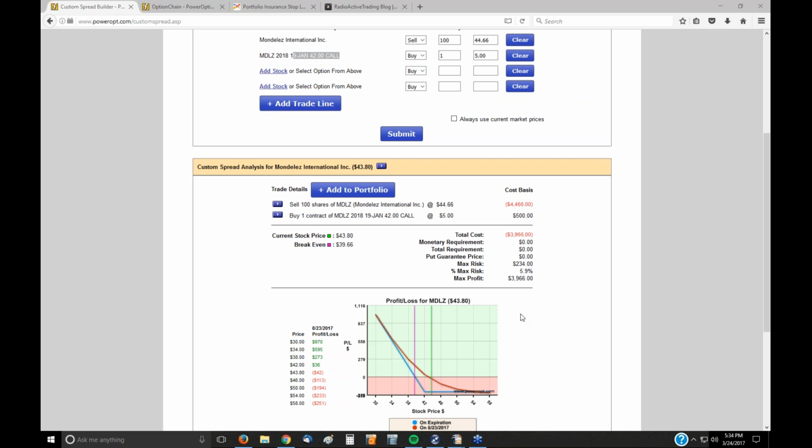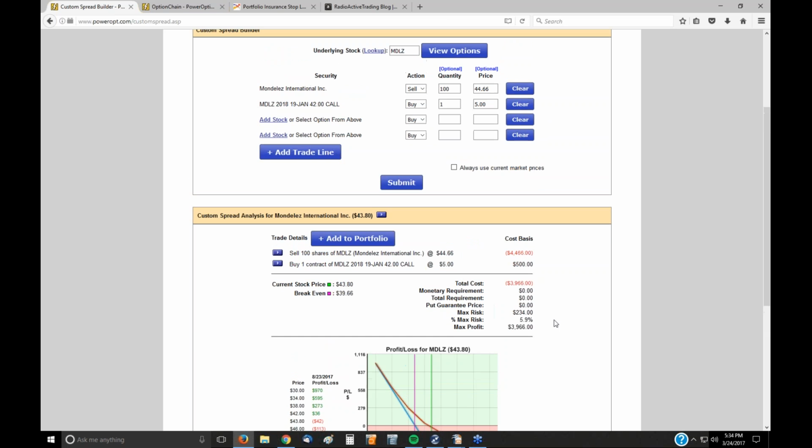Okay? You can do it shorter term as well, but at the same time, you're going to end up with a position where you could lose the max amount, but at least it's capped. So if Mondelez goes up to $50, totally against your bearish expiration, the most you could lose is 5.9%. Okay? All right. So this is what I think you're referring to. It could be one of two things.